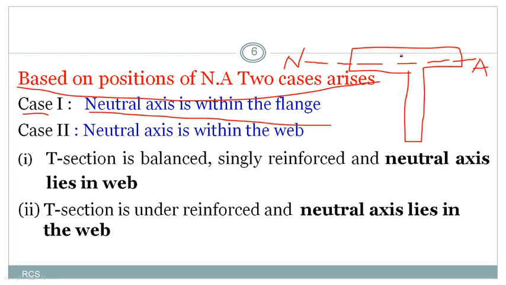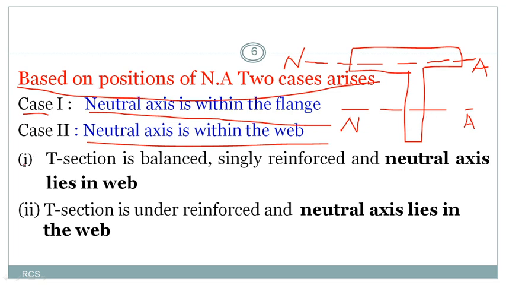Then I can calculate the moment of resistance with respect to this neutral axis. The condition and stress distribution will be different with respect to this condition. And another case is the neutral axis within the web area. This is a web. If your neutral axis falls in the web area, then how to calculate the moment of resistance? Then the variation of stresses is different, so we'll get the moment of resistance also different.